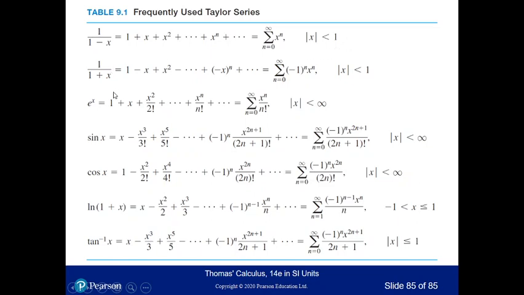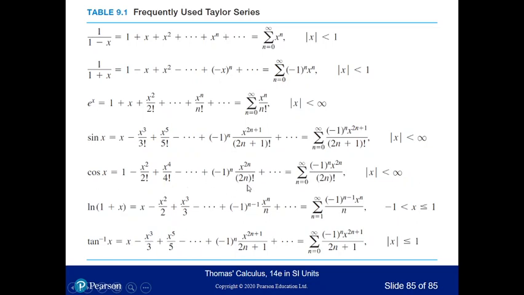1 over 1 plus x can be written as an alternating Taylor series like that, and the radius of convergence is 1. e to the x can be written like that, and the radius of convergence is infinite. Sine of x can be written like that, and the radius of convergence is infinite. In other words, the functions that we already know, we can write them as a series of functions, Taylor series.